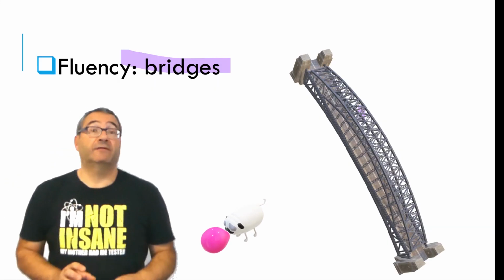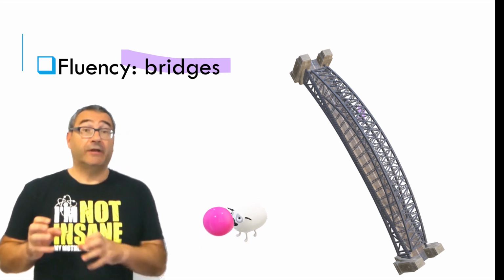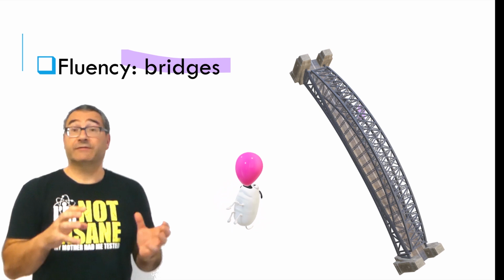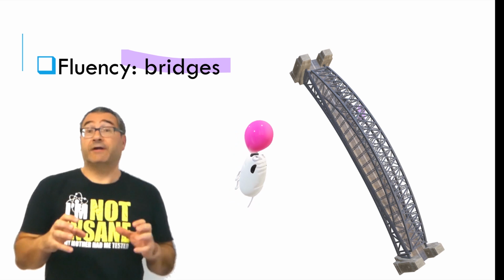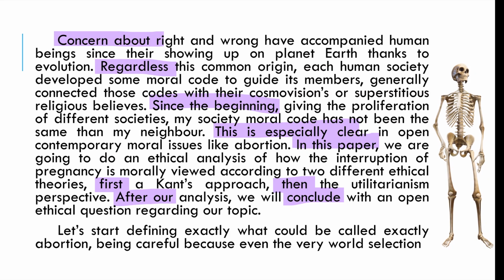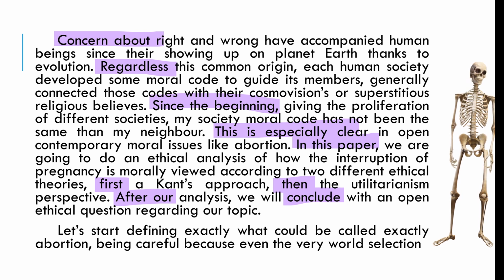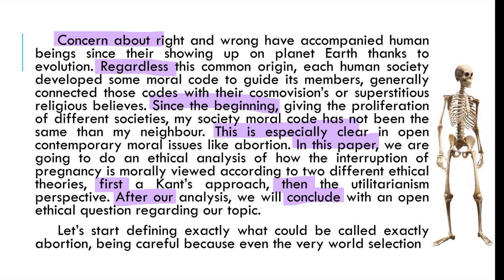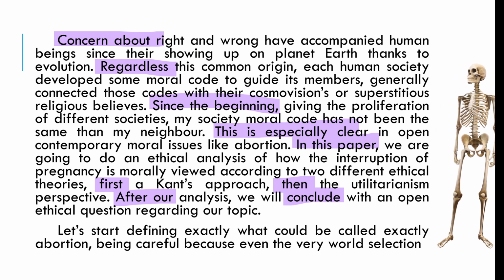Another characteristic that is really important in a good paragraph, in an introduction, is that you need to connect the different sentences with bridges. This means that some connecting words are necessary to guide your reader. You could see here that there are different words that we are using, like concerning, about, regardless, since the beginning. This is especially clear in this paper: first, and then, after, and then conclude. Those words are connecting words. Those are the bridges that I was speaking about.